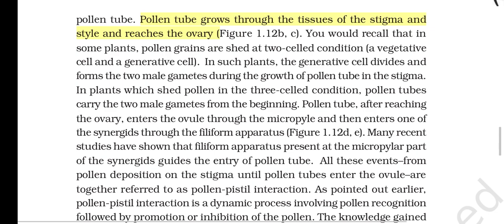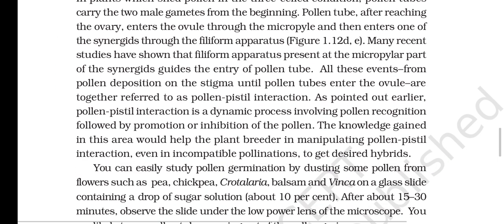Many recent studies have shown that the filiform apparatus present at the micropylar part of the synergids guides the entry of the pollen tube. All these events from pollen deposition on the stigma until pollen tubes enter the ovule are together referred to as pollen-pistil interaction. As pointed out earlier, pollen-pistil interaction is a dynamic process involving pollen recognition followed by promotion or inhibition of the pollen. The knowledge gained in this area would help the plant breeder in manipulating pollen-pistil interaction, even in incompatible pollinations, to get desired hybrids.